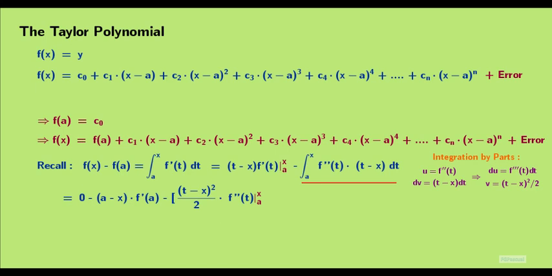From this, we are subtracting the integral of v du. We have the square of the quantity t minus x divided by 2. Du is f triple prime dt. And we put in our closing square bracket.